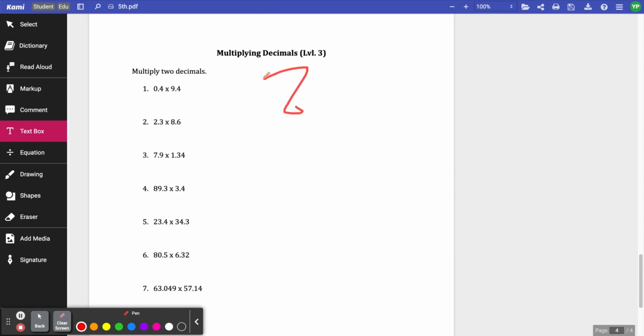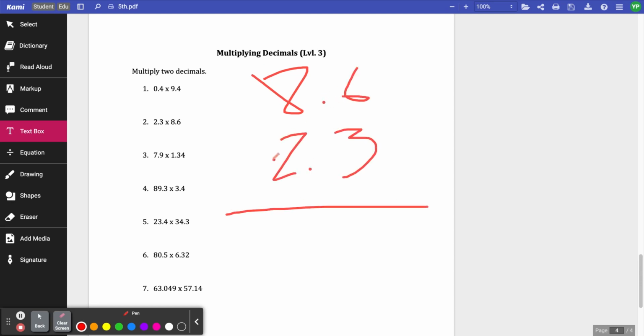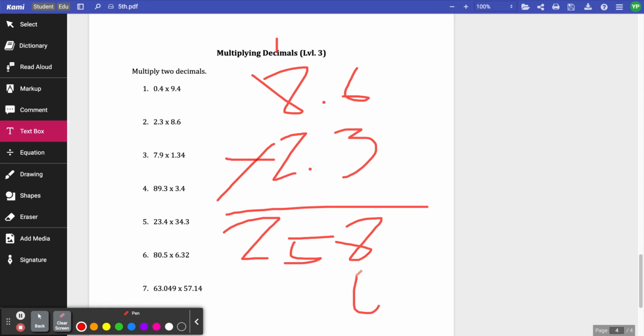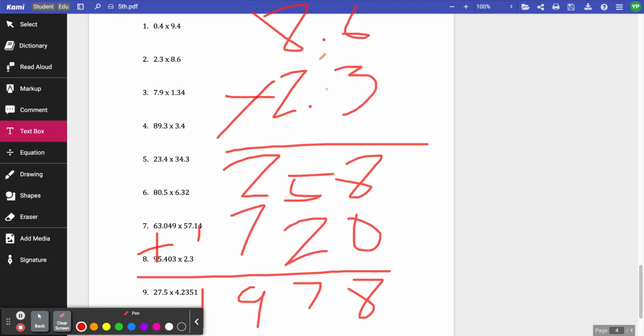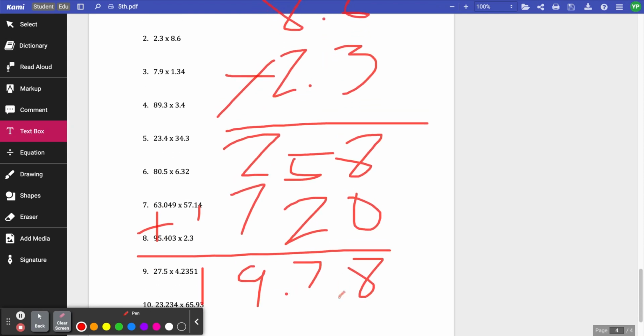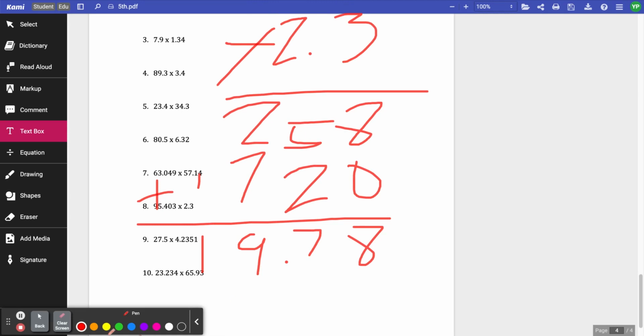Now let's try 8.6 times 2.3. 6 times 3 is 18. Bring 1 up here. 3 times 8 is 24 plus 1 is 25. And then there's a 0. 6 times 2 is 12. You move the 1 back up here. 2 times 8 is 16 plus 1 is 17. And you add it, it becomes 1978. And then since there are 2 decimals, you're going to move it here. So the answer is going to be 19.78. And thank you for listening.